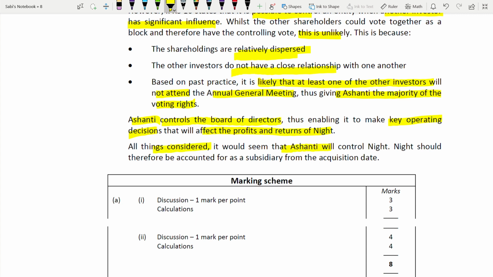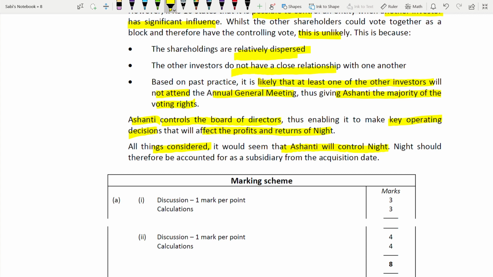You see how the conclusion changed from the beginning to now. If you were basing your decision just on that 50%, that it was 49.9%, there was no control, you would have totally gone wrong. But now you see, towards the end, things change. So don't be very quick to judge based on only one thing. You have to look at all these factors. After they have considered, they are concluding Ashanti will control Night. Night should therefore be accounted for.